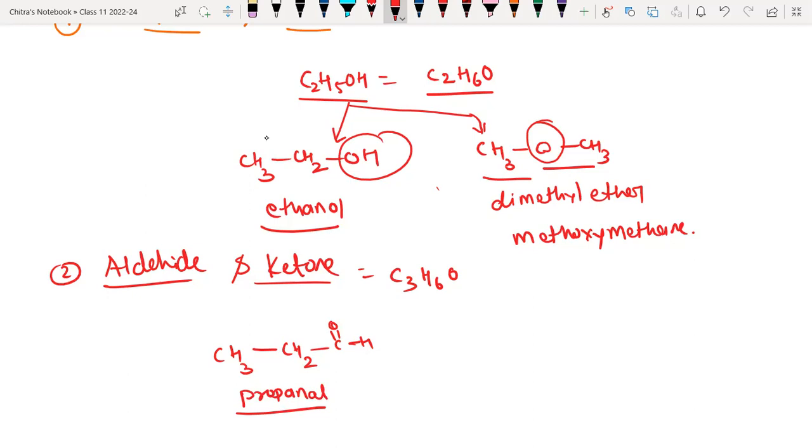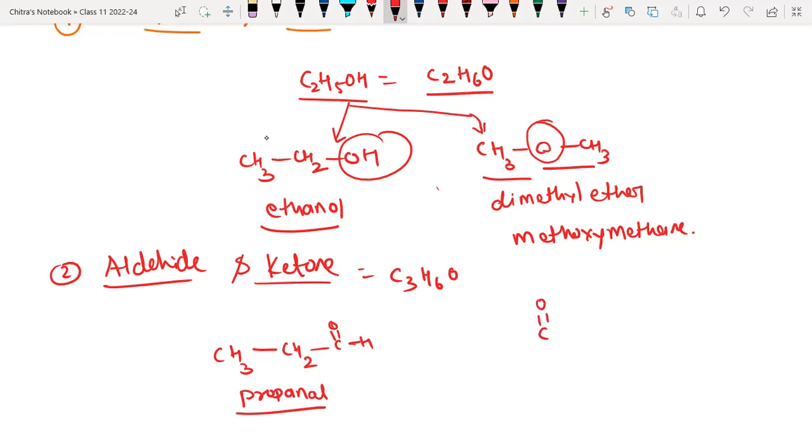Okay. Next, because for ketone we have to have at least 3 carbon atoms. For aldehyde we can have a single carbon atom also. But for ketone we have to have 3 carbon atoms, because on the center carbon atom we have oxygen with a double bond to carbon.